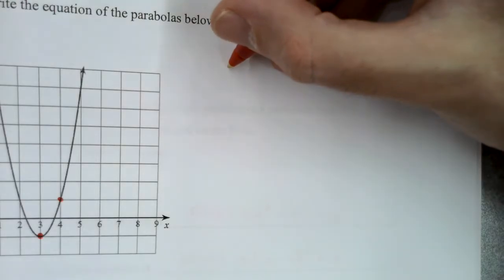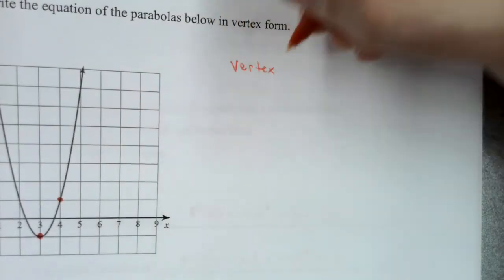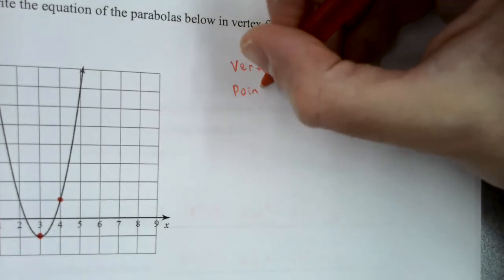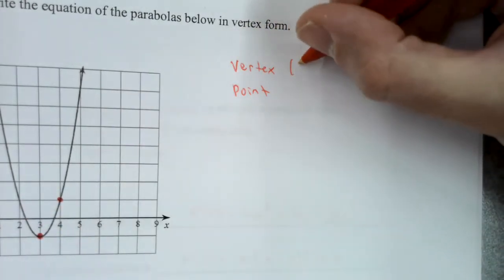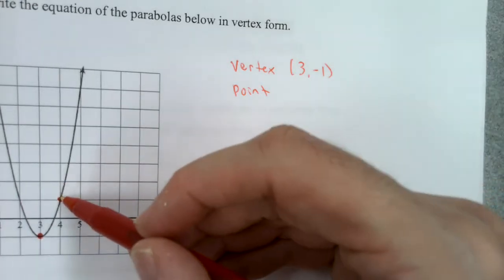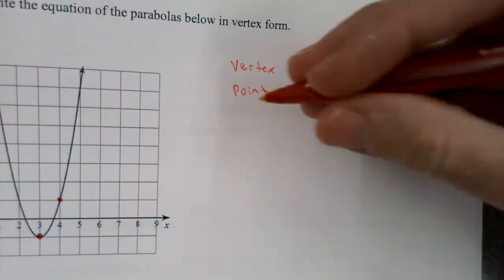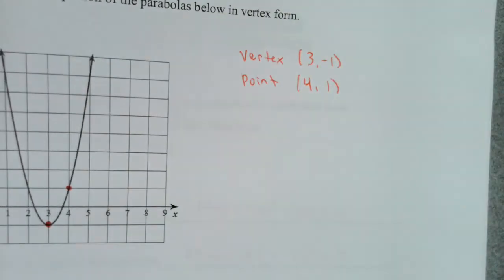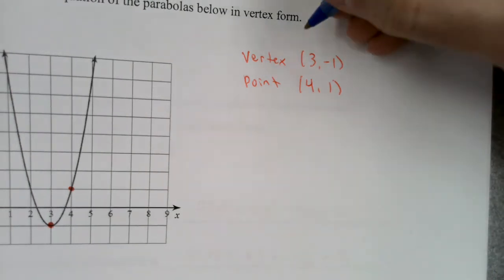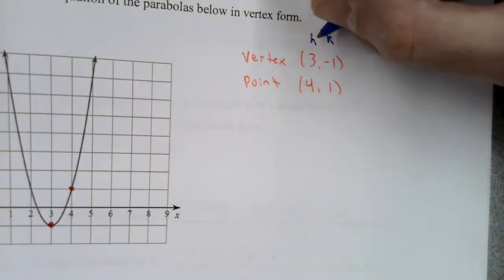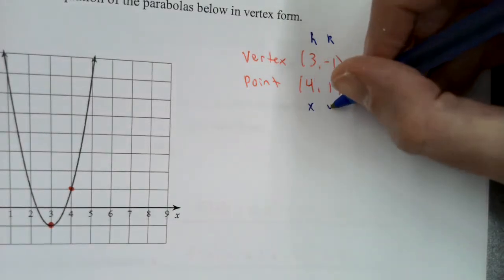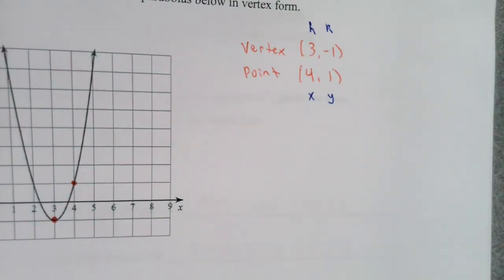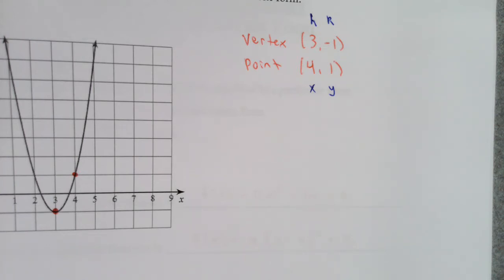Now off to the side, we have the vertex, and let's label the point that we just got. Okay? So the vertex is 3, -1. And the point that I chose is 4, 1. You don't have to choose that point, but that's what I chose. Now, the vertex is labeled as H, K. And this point, I'm going to call X, Y. Here, H and K are easy to get. The hard part is figuring out what the A value is in the vertex form.